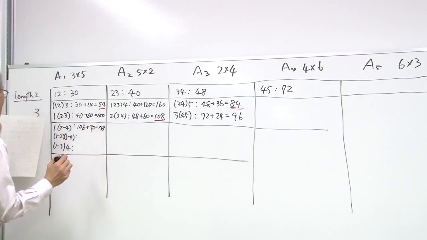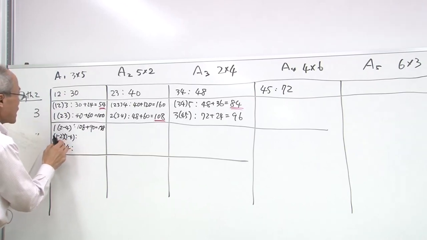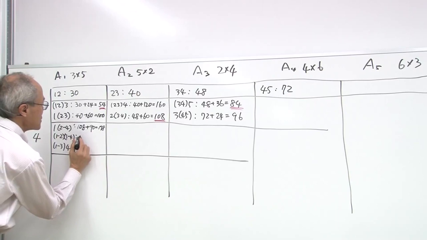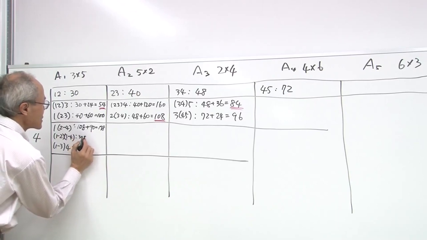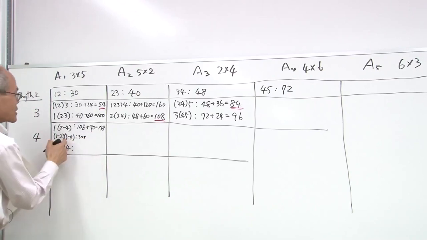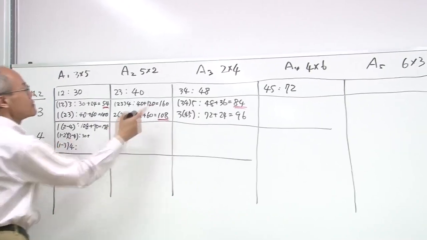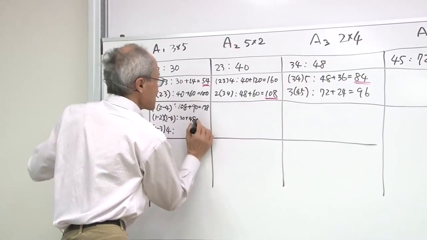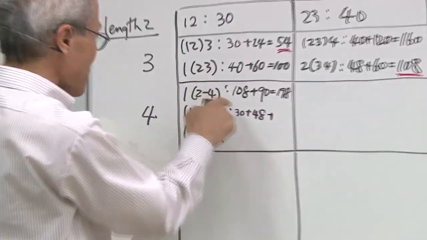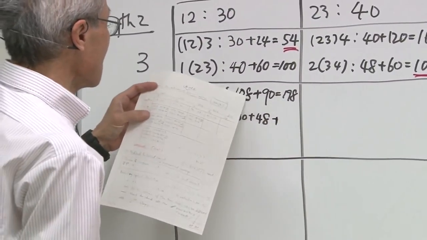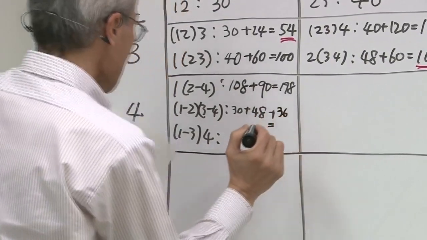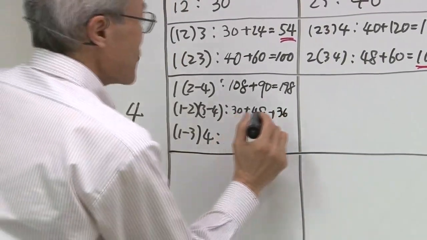Now what about this? In order to multiply 1 and 2, we have 30. Plus, in order to multiply 3 and 4, we have 48. Here, plus, multiply these two matrices, we have 36. Is equal to 114.